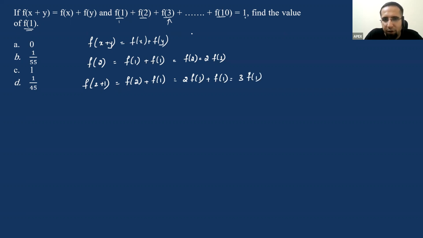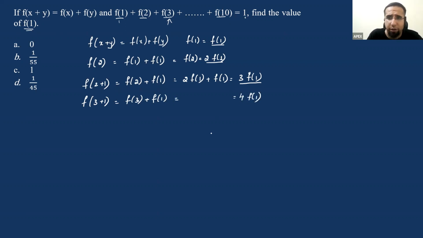So you can understand if f of 1 is equal to f of 1, then f of 2 is equal to 2 times of f of 1, and f of 3 is equal to 3 times of f of 1. Now, one last check. If I write 4 as 3 plus 1, this becomes f of 3 plus f of 1. Now, f of 3 is 3 times of f of 1 plus f of 1 will give you 4 times of f of 1. That means this trend is continuing.